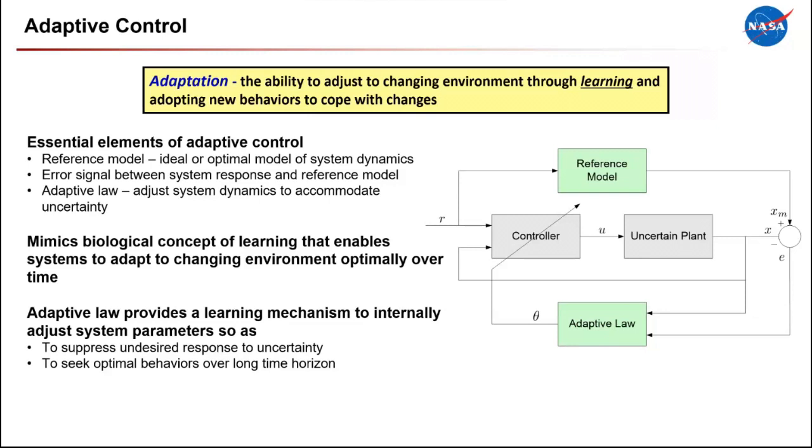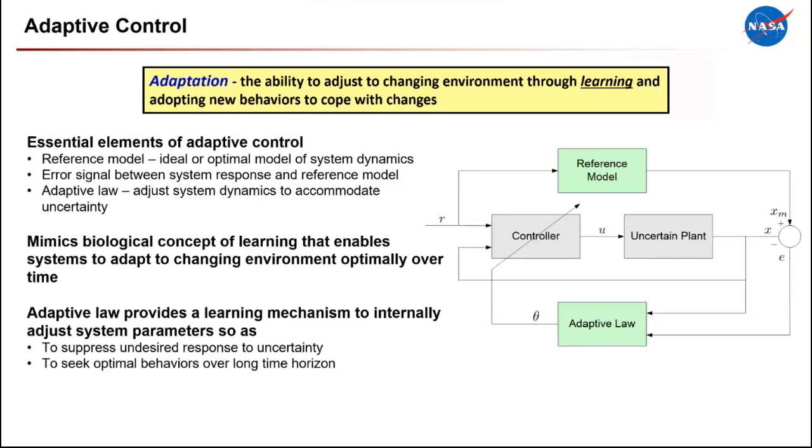The essential elements of an adaptive controller are a reference model, as shown in the figure on this chart right here. The reference model encodes the ideal behavior of the system. Then you have the error signal between the system response and the reference model. And then you have an adaptive law that adjusts the system dynamics to accommodate the uncertainty using that error signal.